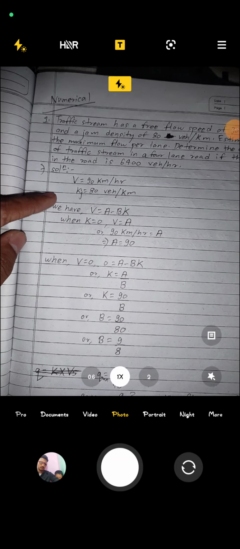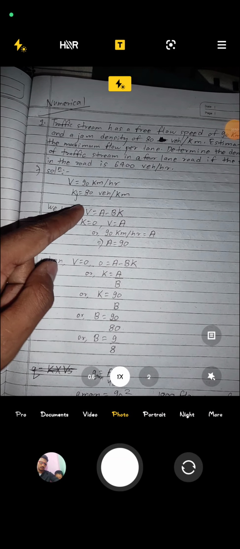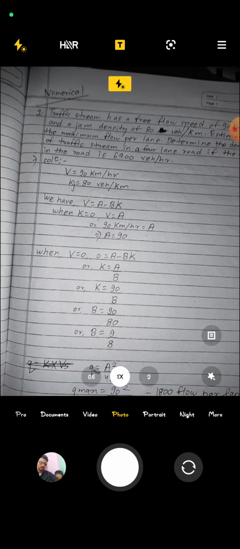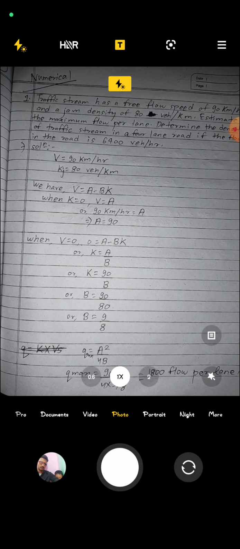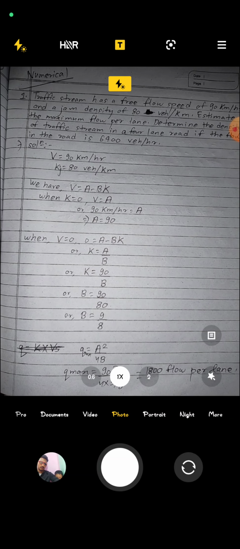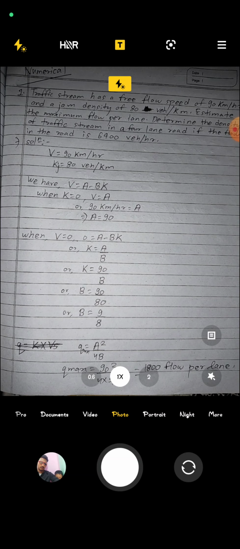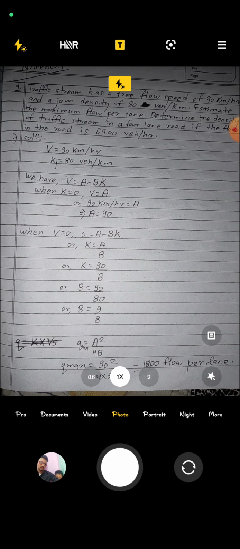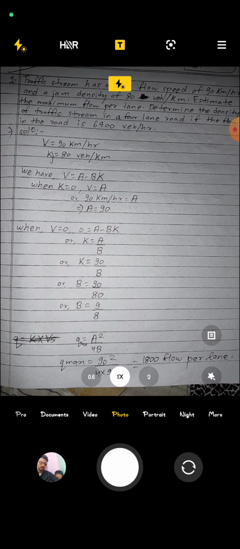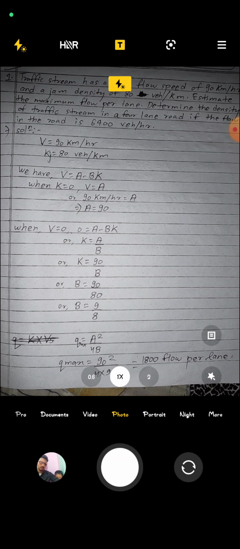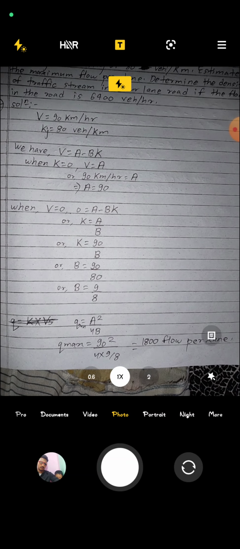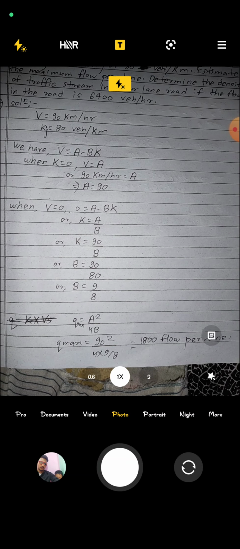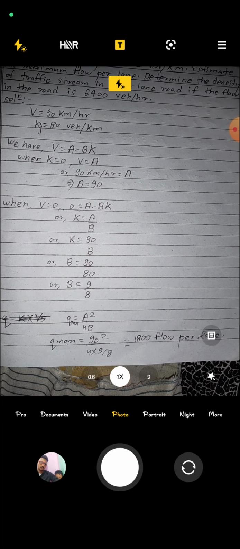So this is the question. V is 90 kilometers per hour, Kj is 80 vehicles per kilometer. We have V equal to a minus bK. When K equal to 0, V equal to a, which is 90 km per hour. Then when V equal to 0, K is a by b, 90 by b, so b equal to 90 by 80, b equal to 9 by 8. Q max equal to a square by 4b. Q max equal to 90 square by 4 into 9 by 8, which is 1800 flow per lane.